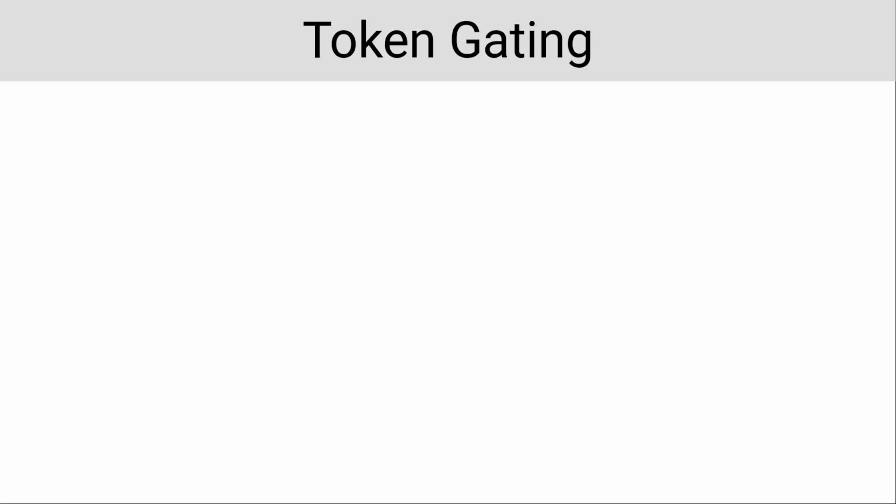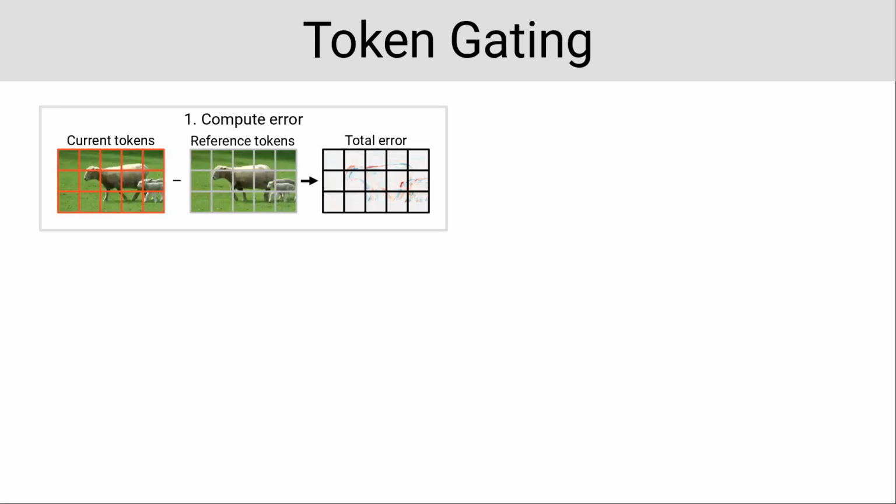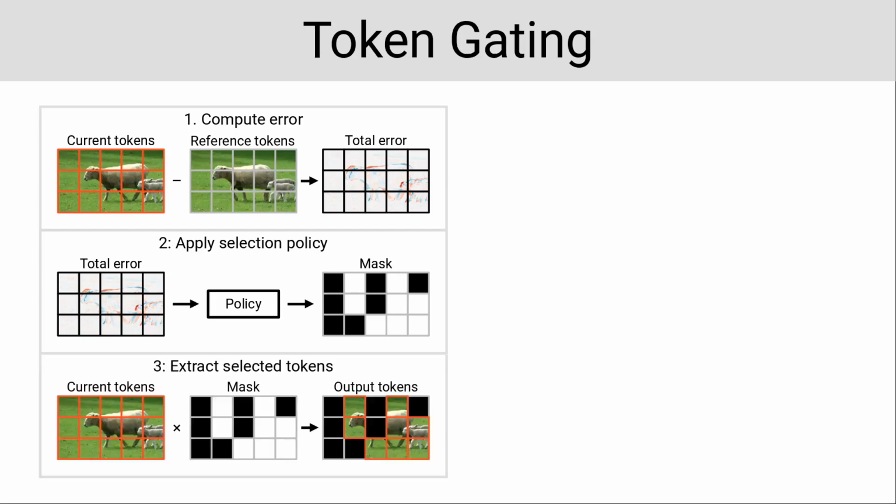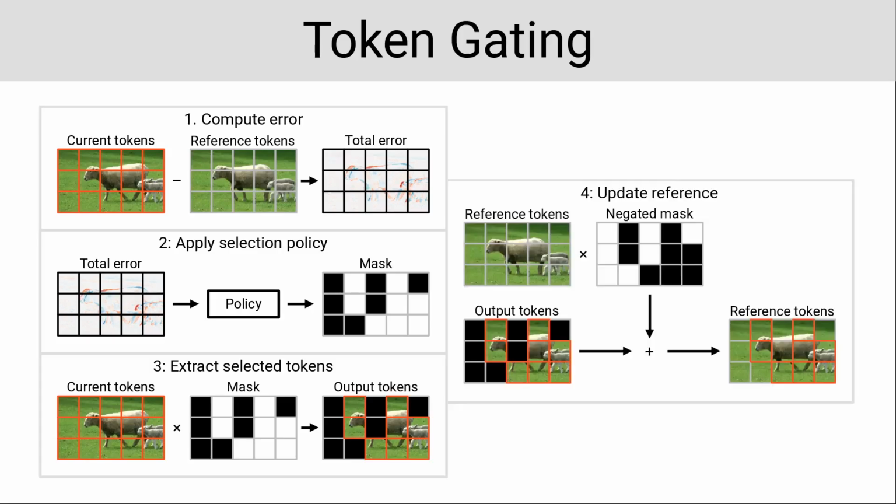Updating the gating module involves four steps. First, we compute the amount of change or error in each token by comparing it to a stored reference. Second, we apply a selection policy which selects some tokens to update. For example, we could select the K tokens with the largest errors. Third, we generate an output tensor by gathering the selected tokens. Finally, we update the stored reference at the locations of the updated tokens.